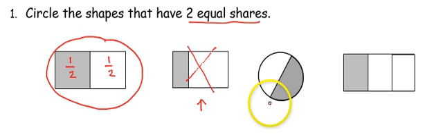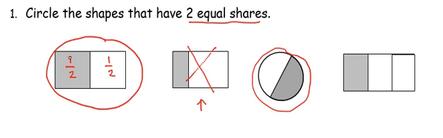My circle has a diagonal line dividing it into two equal pieces, and so yes, we would say that that's showing two equal shares. My last shape has been divided into three pieces, but we're looking for shapes that have two equal shares. Because it was divided into three pieces, we would not count that shape.